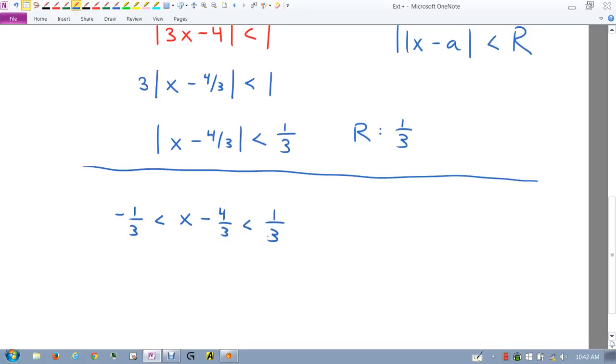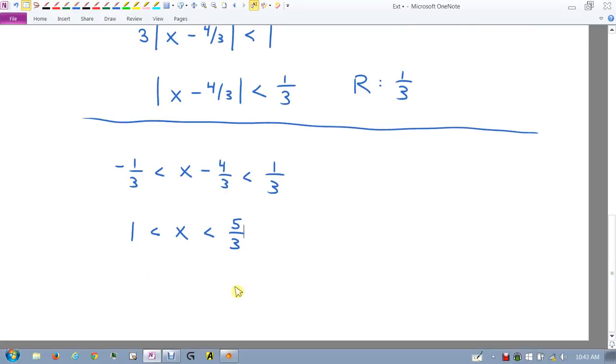So I'm just turning the absolute value into a string of inequalities. Let's add 4/3 to both sides. What happens if you add 4/3 to negative 1/3 on the left? You just get 1, less than x, less than, add 4/3 to 1/3, 5/3. So you'll be testing two endpoints here. Let's start by testing 1.